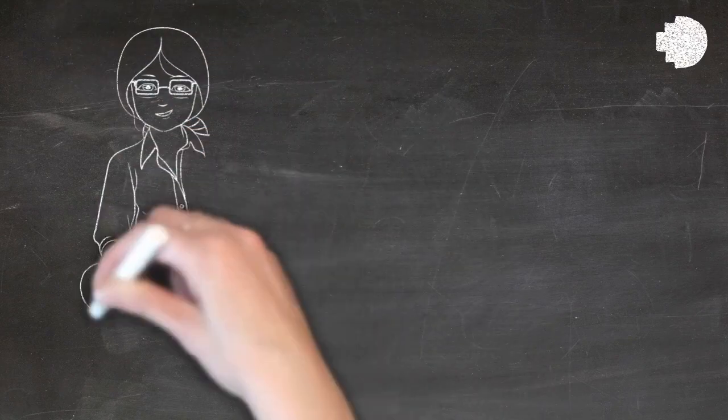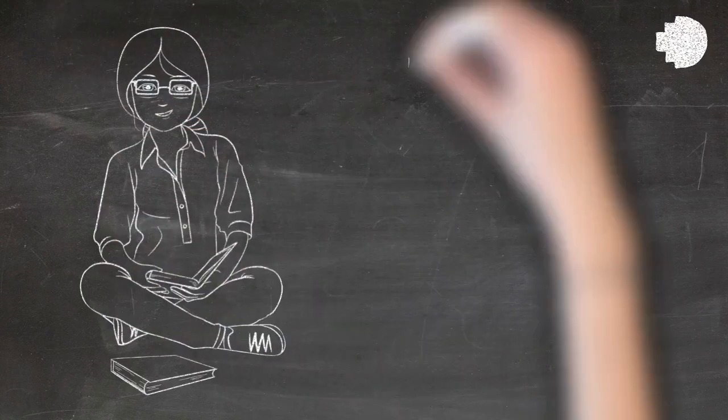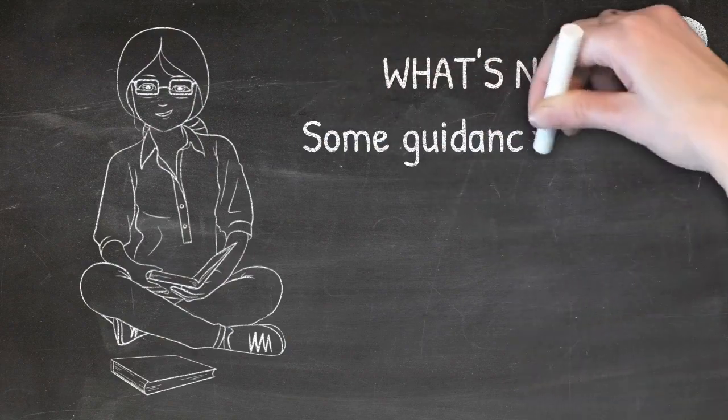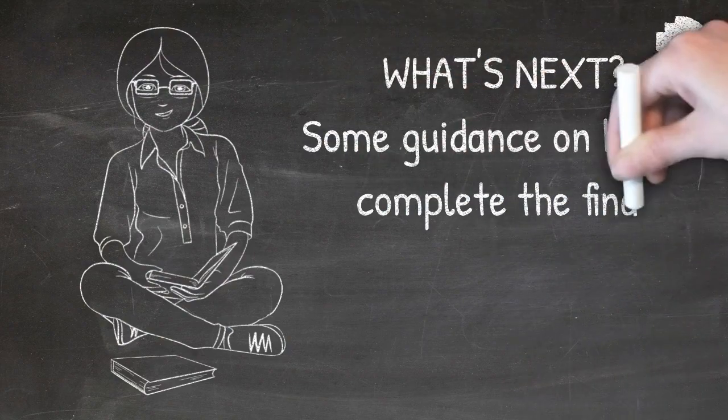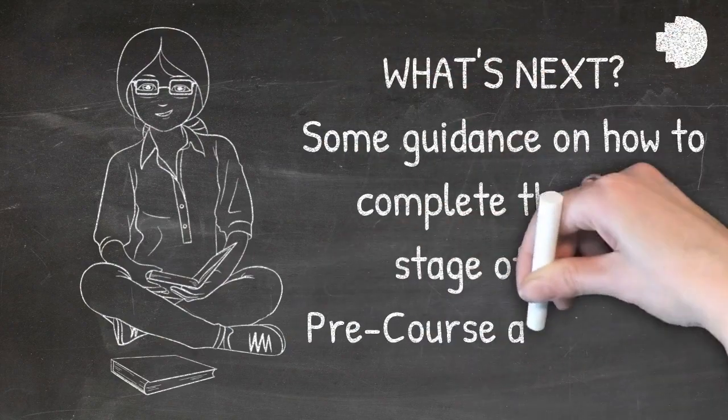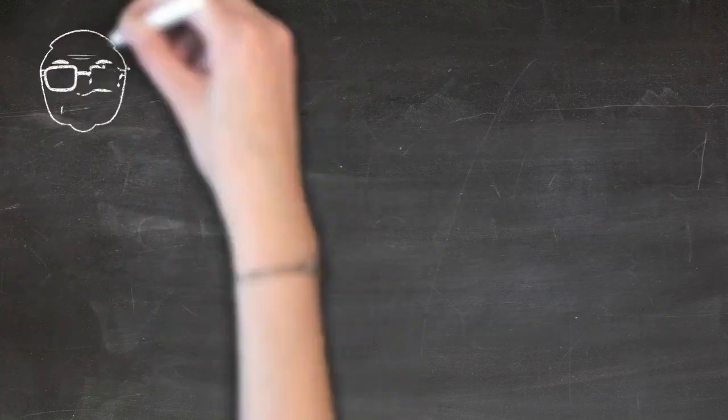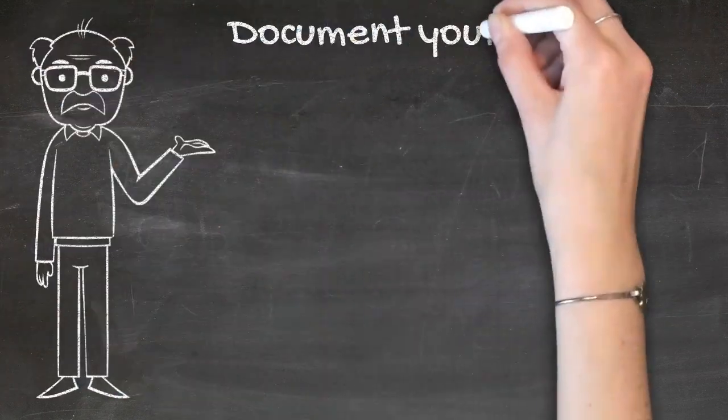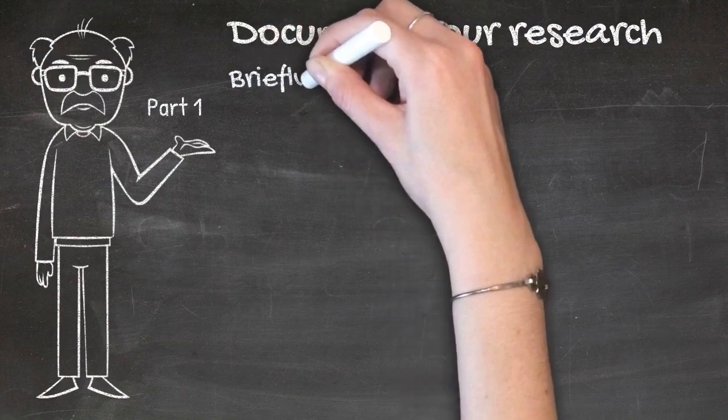So you've finished those first couple of tasks. You've created a problem statement, you've created a journey map and a visualization. So what's next? Well, you need to document your research. There are two elements to this.